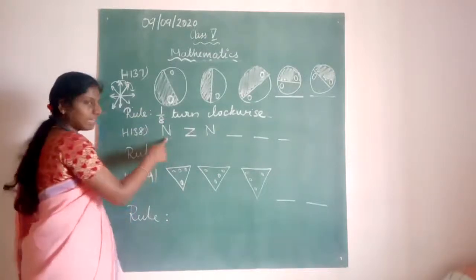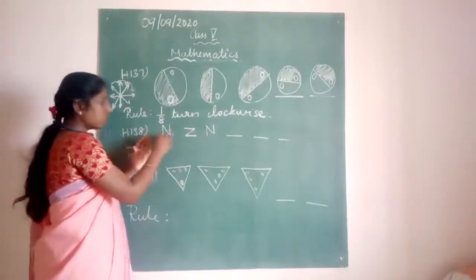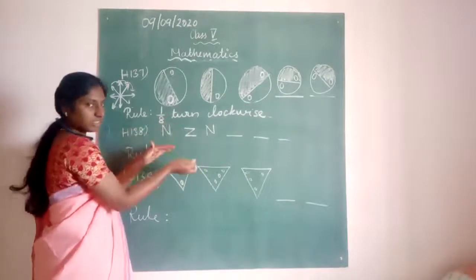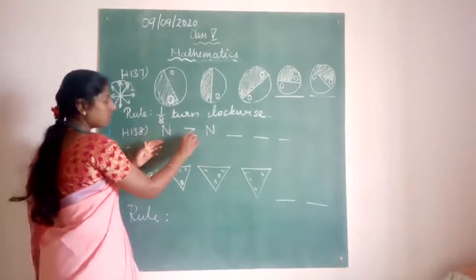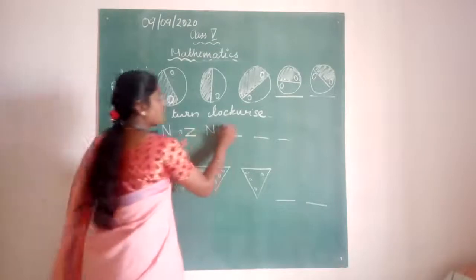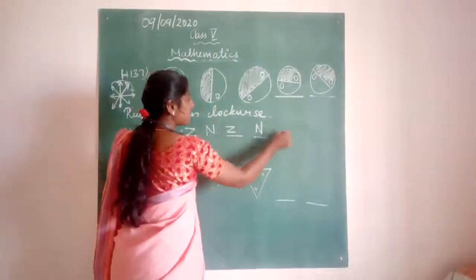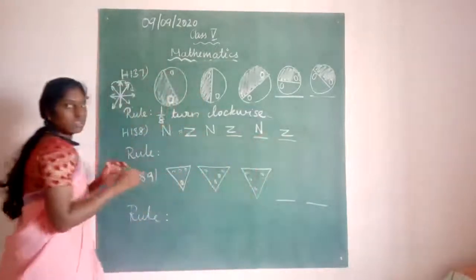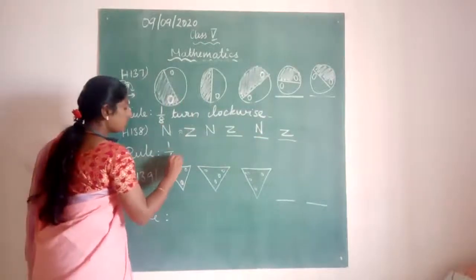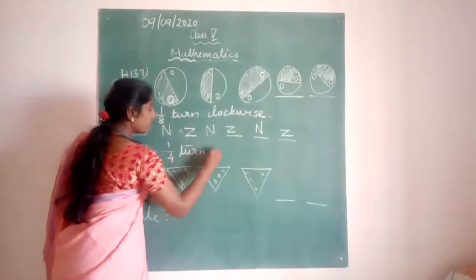Next here, if you give a 1/4 turn in clockwise direction towards the right side, it will become like this. Again if you give a 1/4 turn clockwise, it will become like this. Then again it becomes like this, again it becomes like this and like this. Okay, is it clear? So here it is a 1/4 turn clockwise.